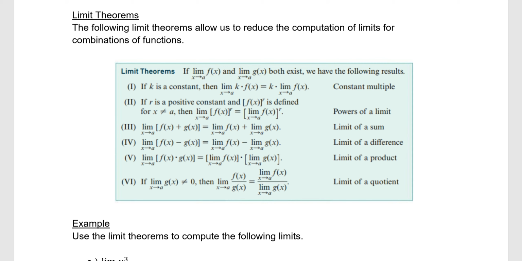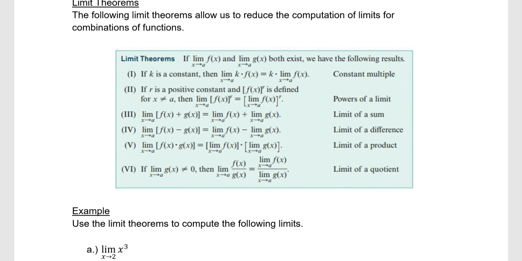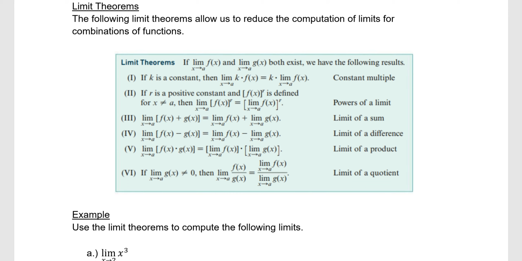So if we have a constant, k, and we're evaluating the limit of k times f of x, what we can do is bring the constant out front and evaluate the limit separately and then multiply them together. And for the next one, if we have an exponent on our function, we're taking the limit of that, we can actually take the limit of the function, get an answer, and then raise that answer to the exponent.